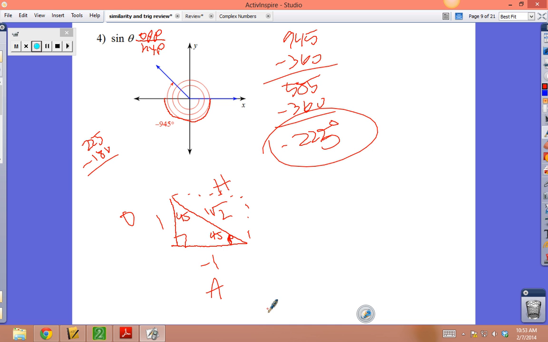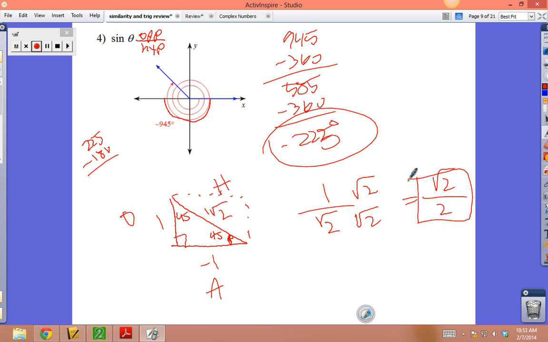So now, the opposite over hypotenuse, I want 1 is my opposite. My hypotenuse is square root of 2. And I can't have a square root on the bottom, so I times by square root of 2 times by square root of 2. On top, you should have square root of 2. On bottom, you should have square root of 4, which is just 2.